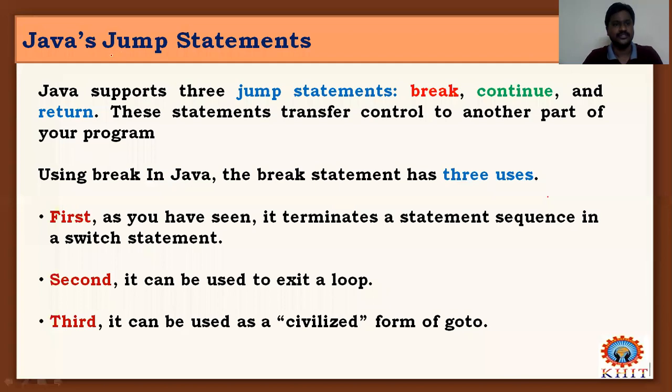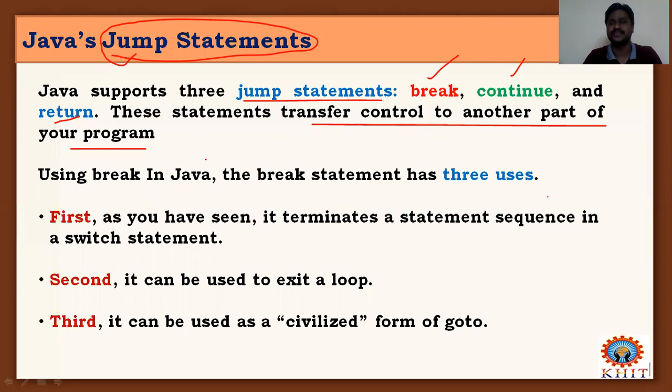Next one, coming to Java's jump statements. Java supports 3 jump statements: break, continue, and return. These statements transfer control to another part of your program. While we are executing one part of the program, this statement transfers control to another part. That is the simple usage of jump statements in Java.